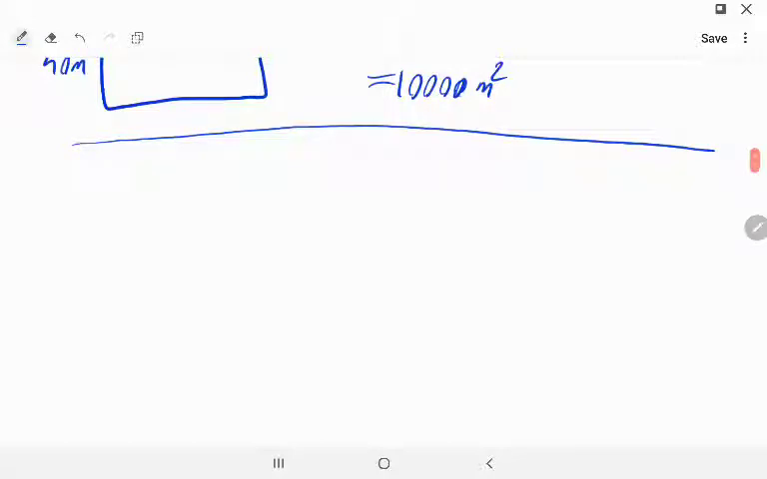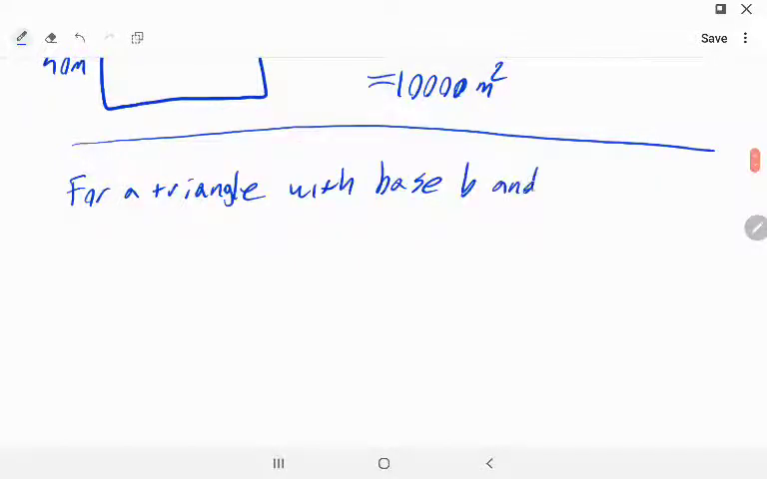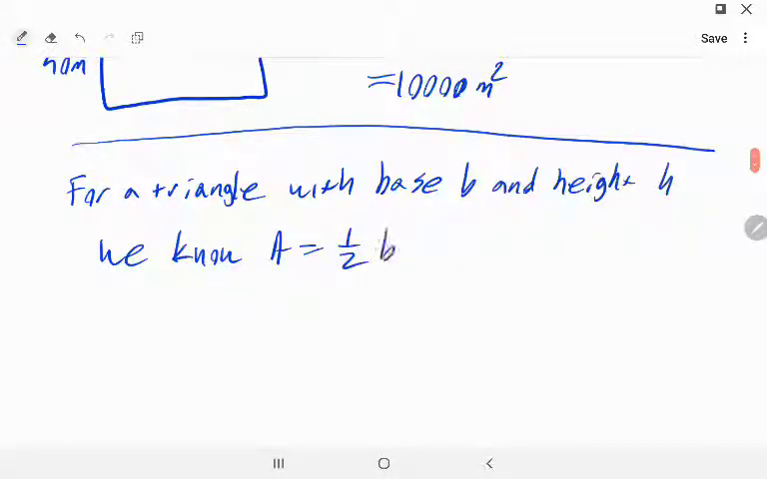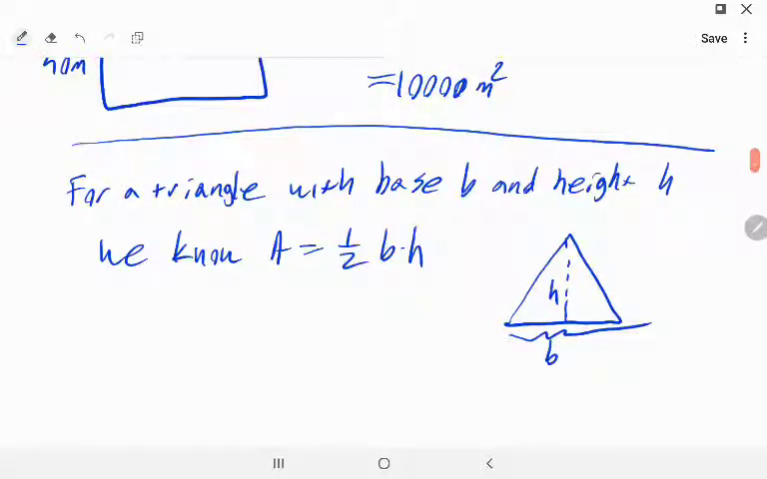So for some of our basic shapes, we notice that for a triangle with base B and height H, we know area equals 1/2 B times H. So if we have some arbitrary triangle with a height of H and a base of B, we know that its area has to be 1/2 base times height. And that actually comes from something we know about parallelograms.